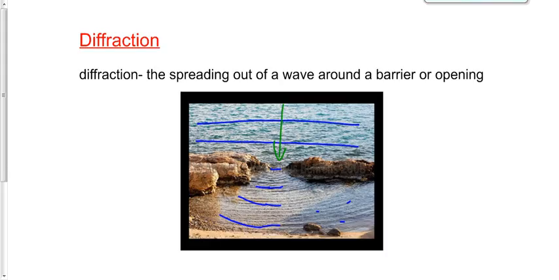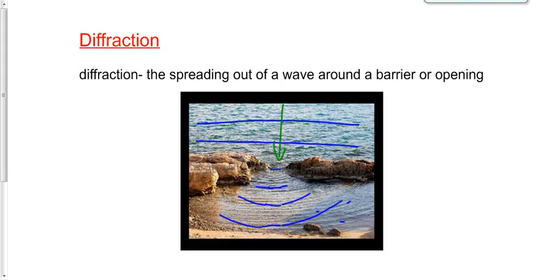So we've got an actual photo of real diffraction taking place, the spreading out of a wave as a result of it going through this opening. Remember, the wavelength doesn't change, the angle doesn't change, the speed doesn't change. We're just spreading out, not changing direction or changing speed. That's diffraction.